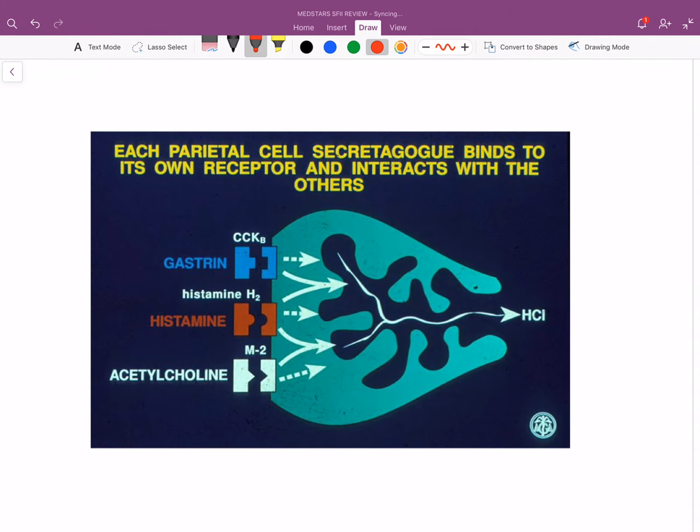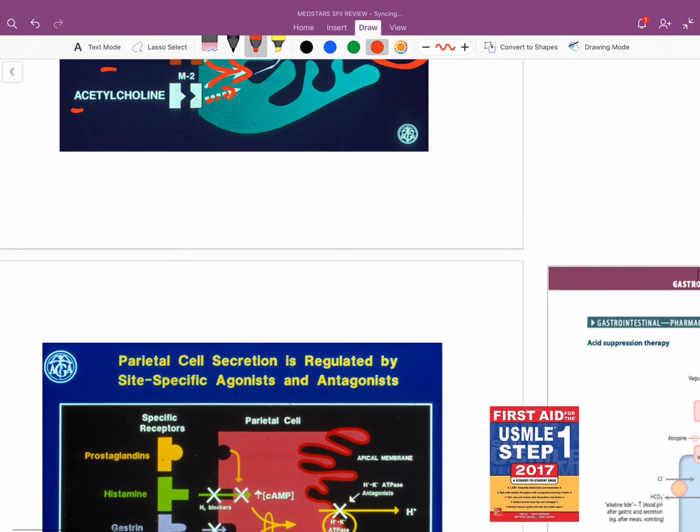Here's just an example of my HAG mnemonic that I talked about. And like I said, H-A-G, all act on the parietal cell to ultimately secrete chloric acid. What this slide is showing you is that they actually work together, not independently per se. When they work together, they get an even greater abundance of chloric acid secretion compared to if they work by themselves. And again, gastrin acts using the CCK receptor.